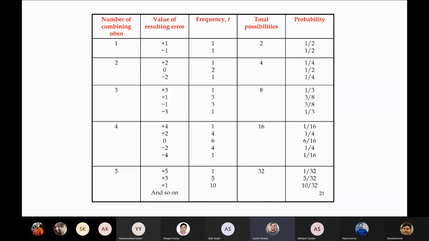Sir, what is the meaning of number of combining observations? What does it mean exactly? It is only that we are combining two tape lengths, three tape lengths. The moment we open one tape, it could be one. Then sometimes we have to open twice, thrice, and so on.